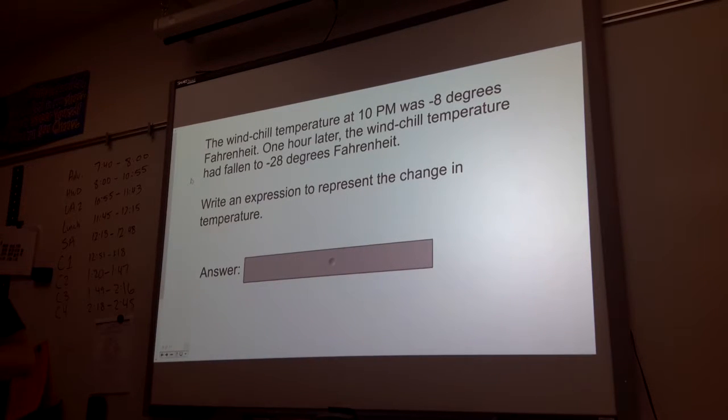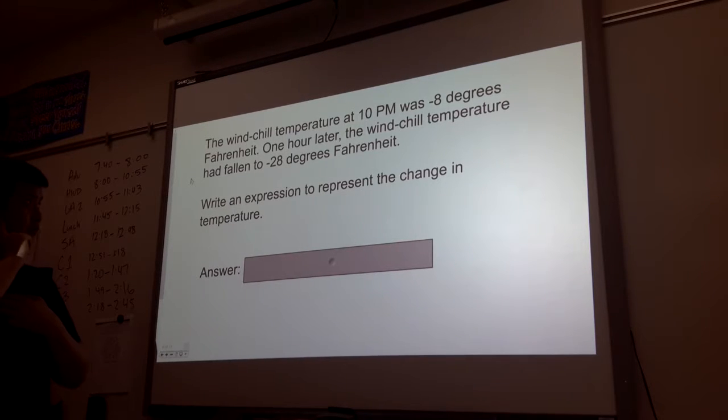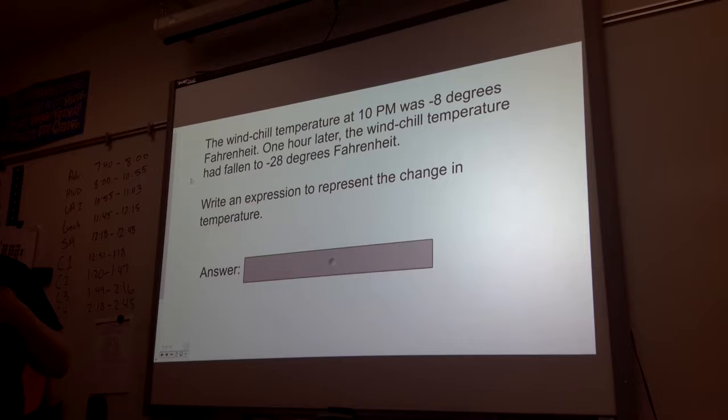Before it even does that, though, it says write an expression to represent the change in temperature. What is the expression that we're going to use to solve this? Sam? Negative 8 minus a equals negative 28. Negative a is like a variable. Oh, okay, yeah, we could do that. But that's an equation, right? Yes, you could use that equation to solve it as well.